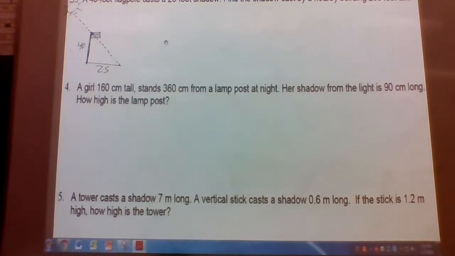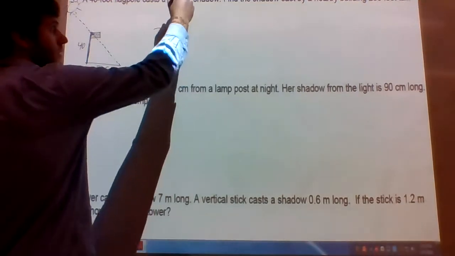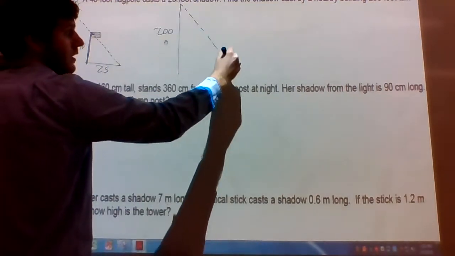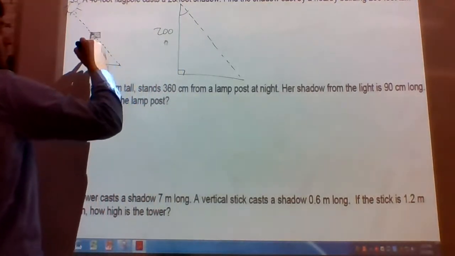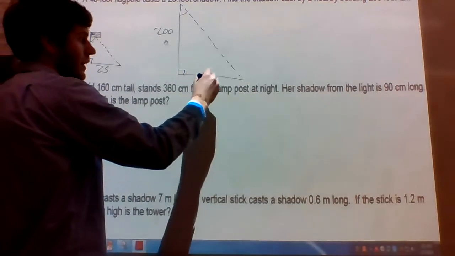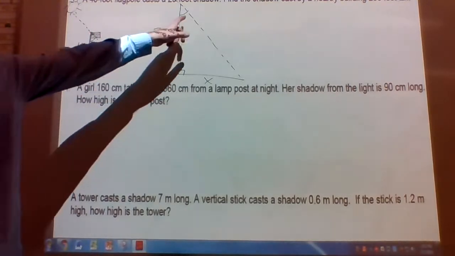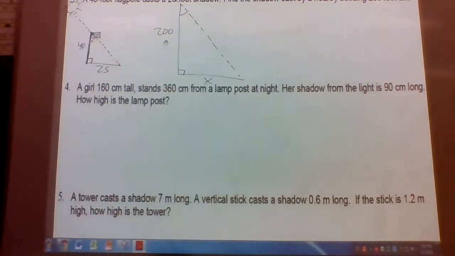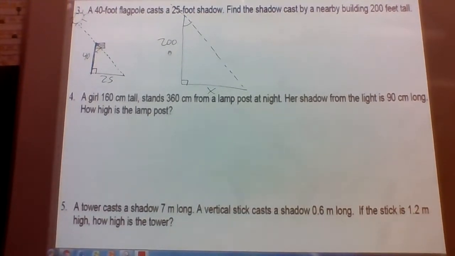The nearby building is 200 feet tall. So 200 feet. Okay, and again, it's going to come down at the same angle. The sunshine is going to come down at the same angle, and we want to find the shadow cast by that building. So the angle of the sun is still going to be the same when they're nearby objects.